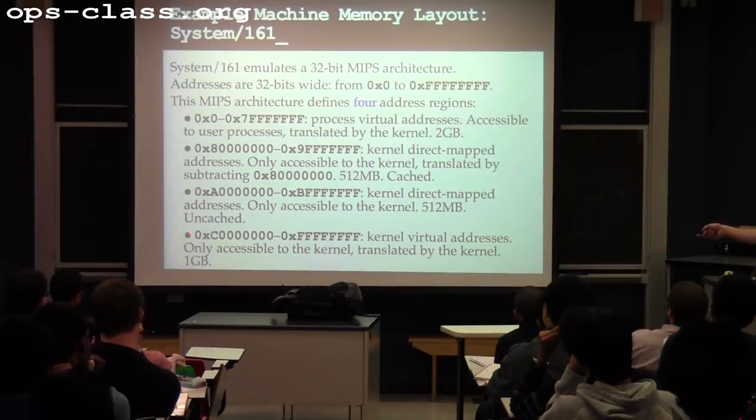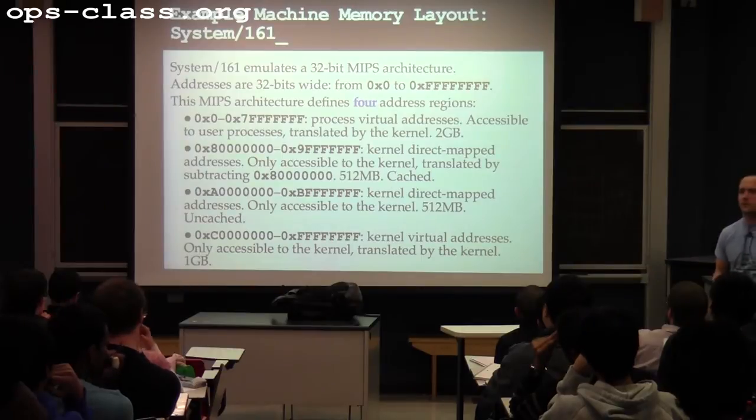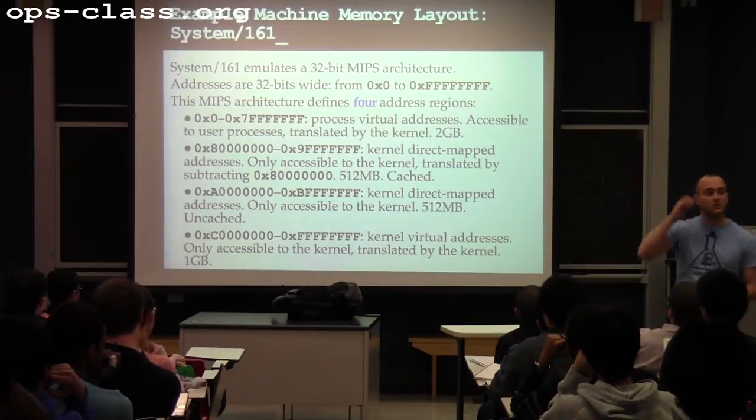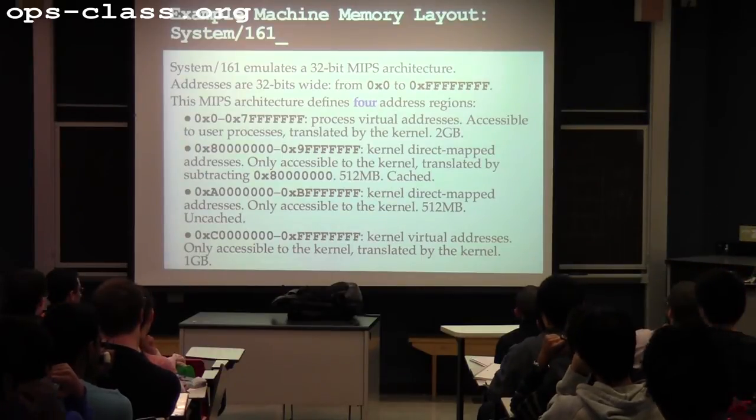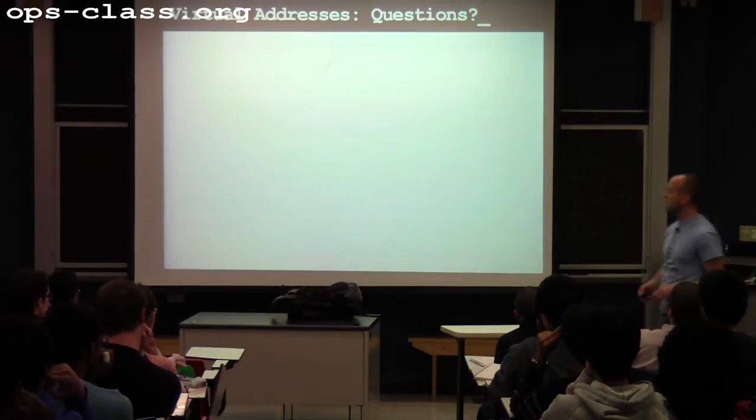But the final group up here are kernel virtual addresses that can be translated in a variety of flexible ways, but are only accessible to the kernel. So they can only be translated when the kernel bit is set, when you're running in privileged mode. All right, any questions about this? We've done our brief bit of review.